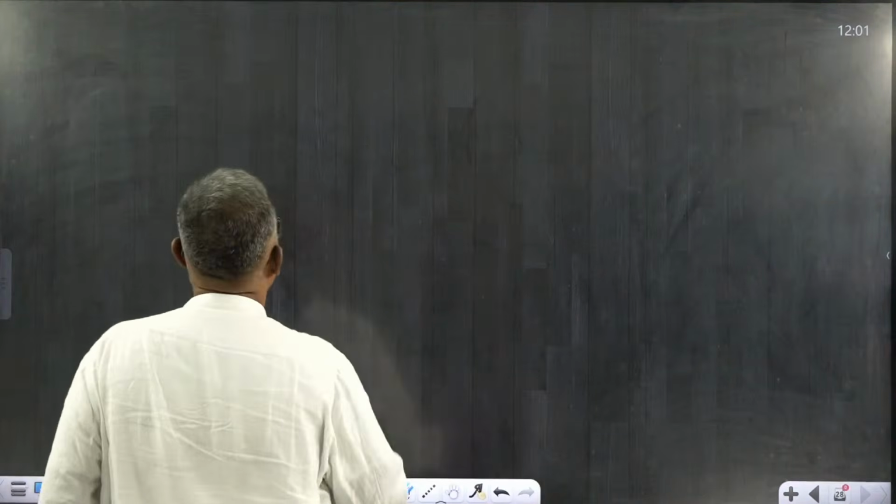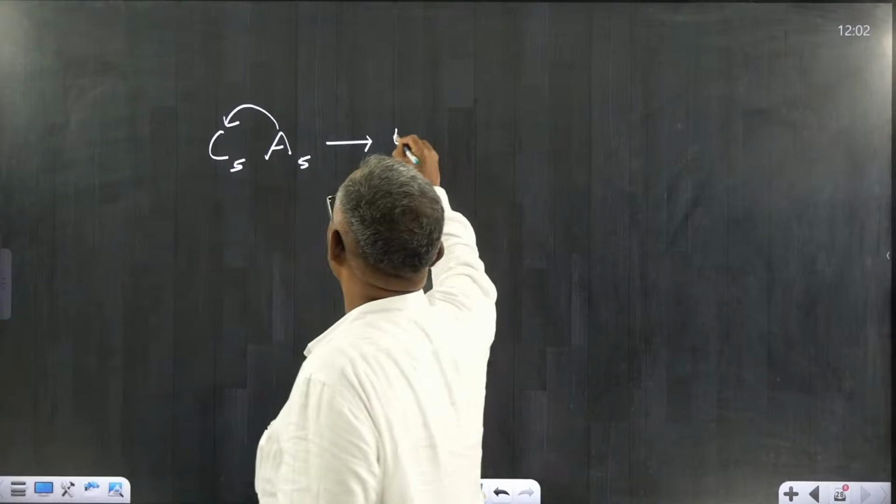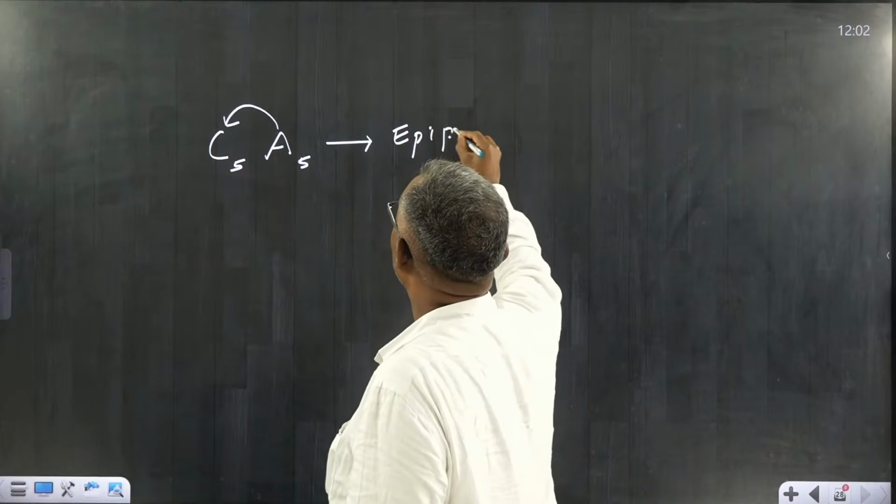Say, if stamens are attached with the petals, then we have to write C, A, and we have to show an arrow mark on the top of C and A. For example, there are 5 petals and 5 stamens. These 5 stamens are attached to petals. Now this condition is called epipetalous.